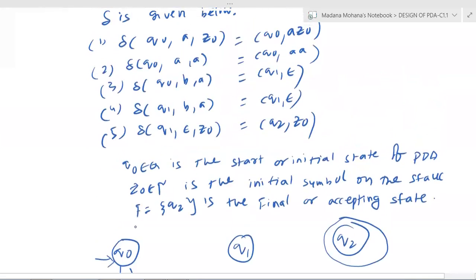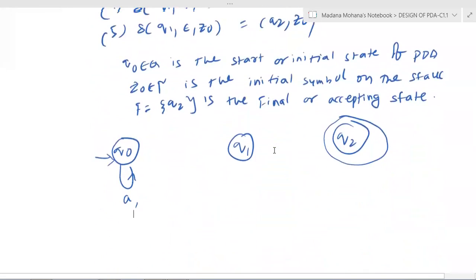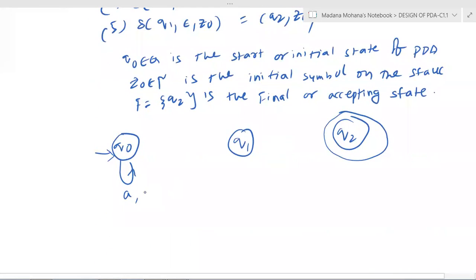Then the stack before and after: before the move, it contains A, after it contains A Z naught. That can be represented separated with comma, so A, A Z naught. Then the second one, Q0 on A, again it is going to Q0. Now the stack before the move is A, then after the move it contains A, same. The next transition is Q0 on input B, going to Q1 state. So that third transition, Q0 on B, is going to Q1.